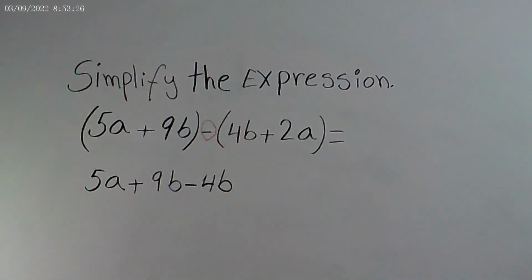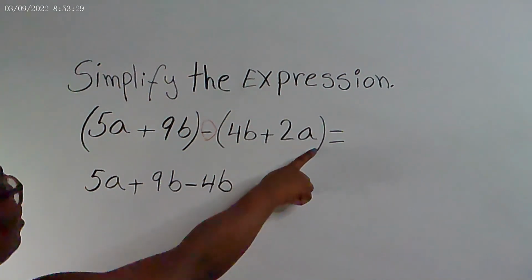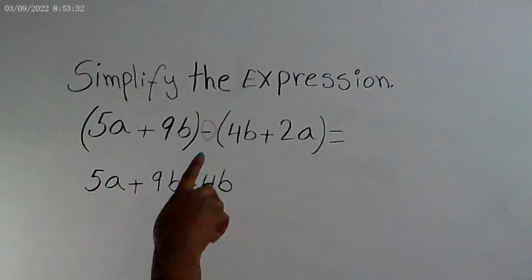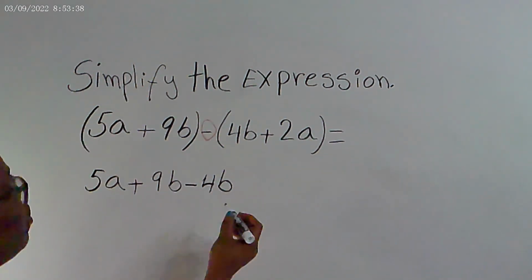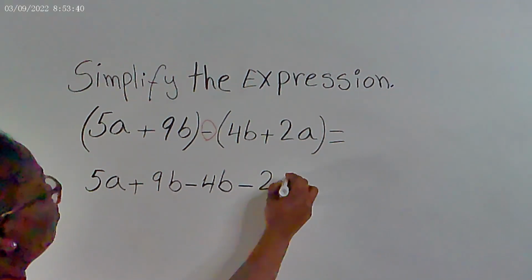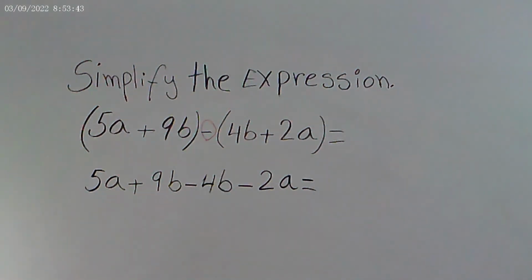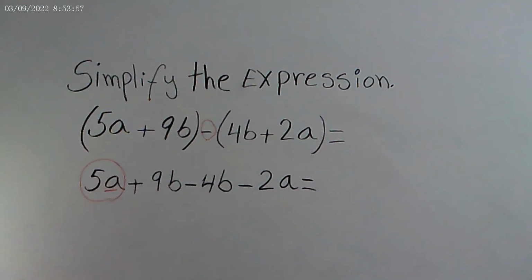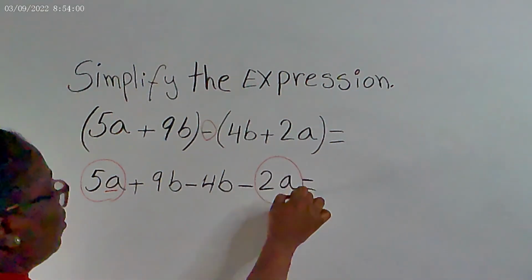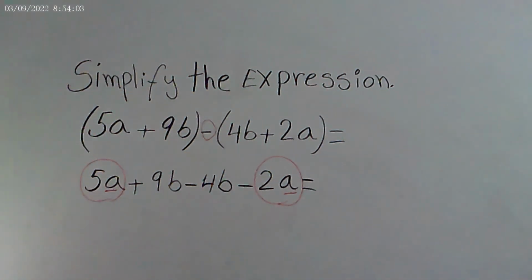And then the next one, you have minus times 2A. Minus times a plus gives you a minus. Minus times 2A gives you minus 2A. Okay. So now we're going to look at which terms have the same variable. So you have this one, you have variable A right here, and this one you have variable A right there. So this one we're going to collect.